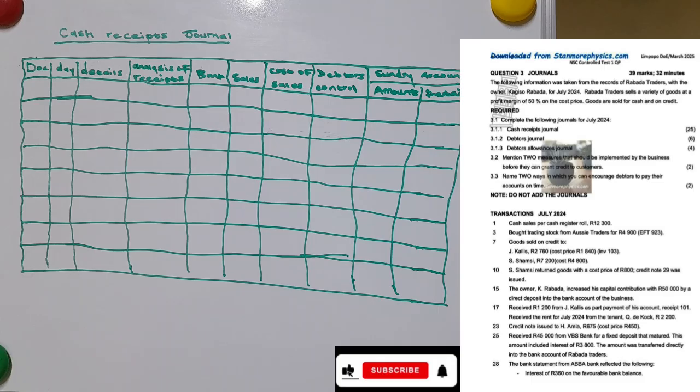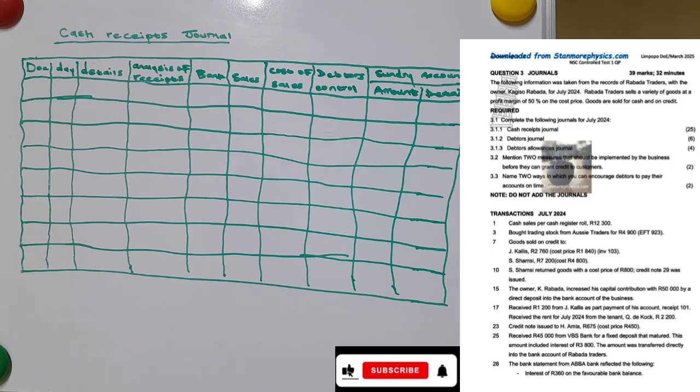Journals. The following information was taken from the records of Rabada Traders, with the owner Kagiso Rabada, for July 2024. Rabada Traders sells a variety of goods at a profit margin of 50% on the cost price. Goods are sold for cash and on credit.